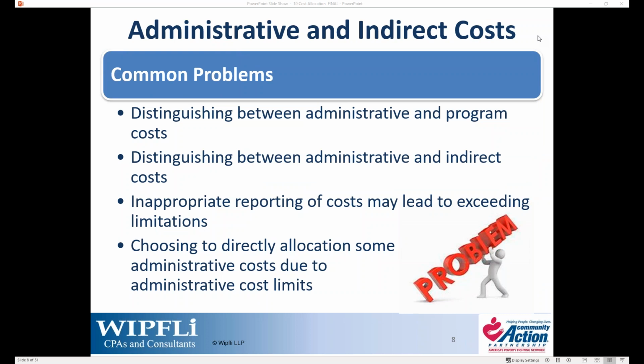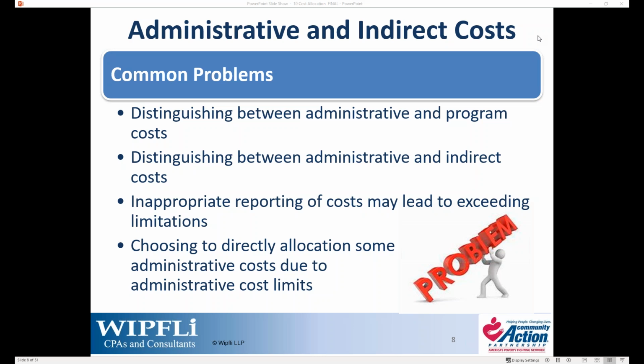Now, some of the issues that we have when we're looking at administrative and indirect costs. First is distinguishing between administrative and program costs. Again, administrative costs are those that benefit the program but are not tied to a direct service. Another challenge is distinguishing between administrative and indirect costs.